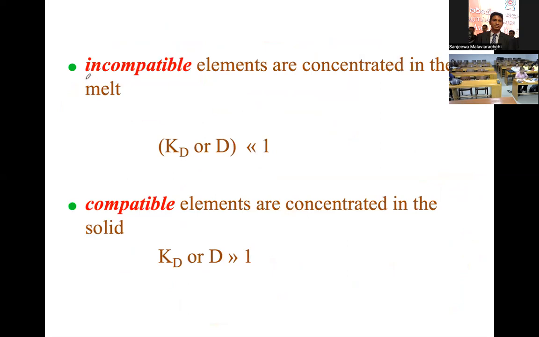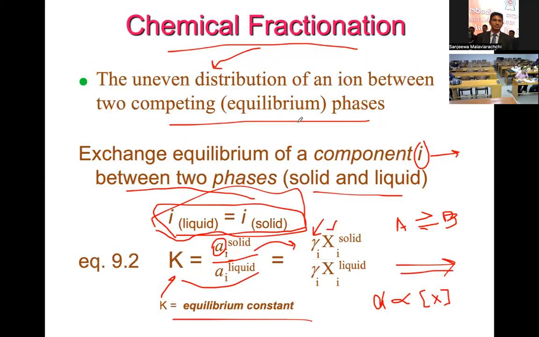So the other important term that we discussed last week also, that is the incompatible elements, the property of incompatibility. Incompatible elements are concentrated in the melt, that means melt-loving elements. So in these cases, the equilibrium constant, or the distribution coefficient, whatever, will be less than 1. How can that happen? This is the definition of K.